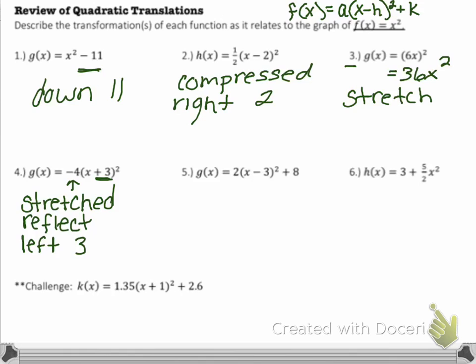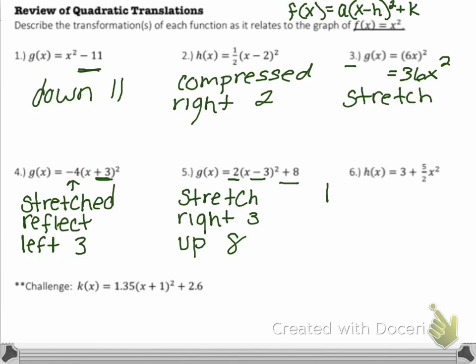Then in number 5, I've got them all. So I've got an a value. So I'm going to be stretched. And I've got Hank. I'm going to go to the right by 3. And I've got Kelly. So I'm going to go up 8. And then number 6. Number 6 looks like a mistake. So let me just see something really quick. Nope, it's not. Okay, so I would actually probably rewrite this.